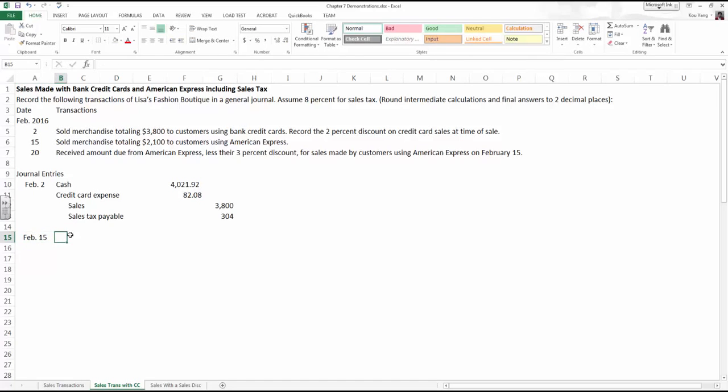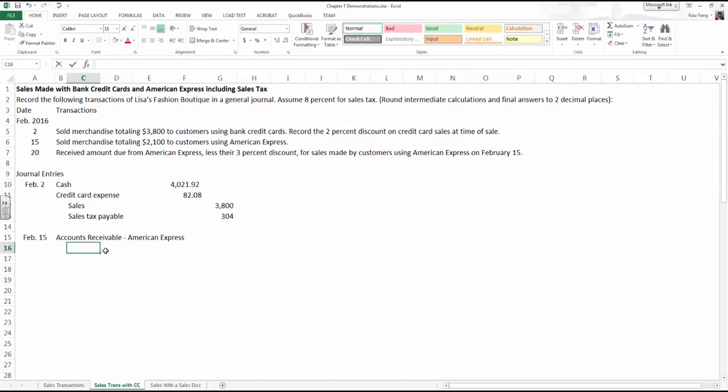February 15th. They sold merchandise totaling $2,100 to customers using American Express. So with American Express, it's going to be a little different in recording. We know that we will be receiving amounts later on. So accounts receivable will be debited, and that's going to be from American Express. Even though we sold merchandise to a customer, we are not going to be receiving this amount from the customer. We're going to be receiving this amount from American Express. So think of it as you using your American Express card. You technically have already paid for it. The company will receive the money from American Express, which is why we are saying that the money will be receivable or received later from American Express in this situation.